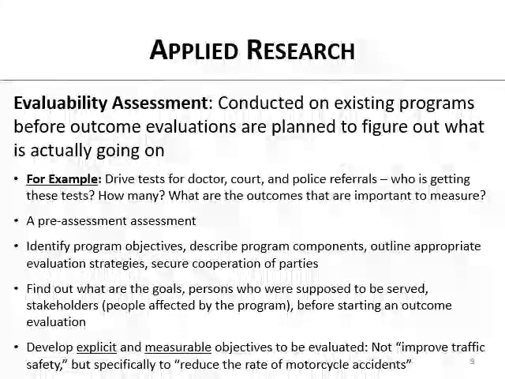So the end goal is to get explicit and measurable objectives that you can evaluate. You wouldn't look at whether this improves traffic safety, but specifically whether it reduces the rate of motorcycle accidents. You have to operationally define things and come up with a way you will evaluate it so parties can agree on those definitions before you start a summative or outcome evaluation.